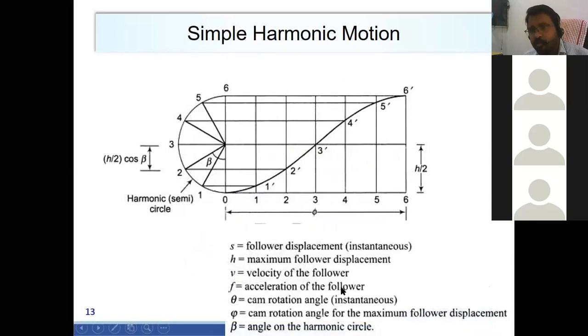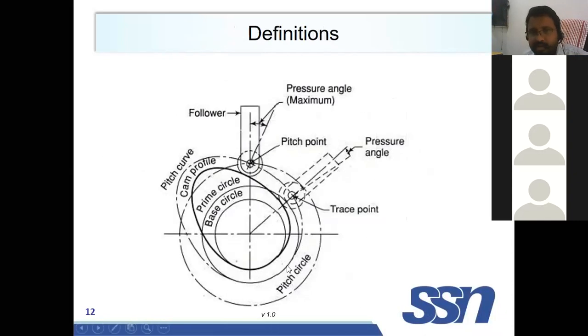That is the motion which it is giving to the follower. What is the type of motion it is giving to the follower? That is more important. Now I think you are thorough with this terminology. Actually, these are all construction lines. Only this is the cam. This is a base circle, and this is a cam profile that we use to achieve the follower mechanism.